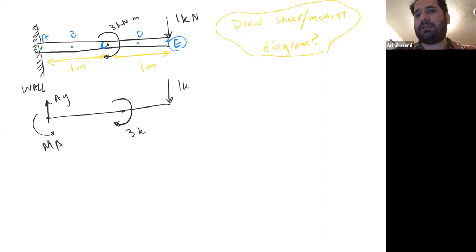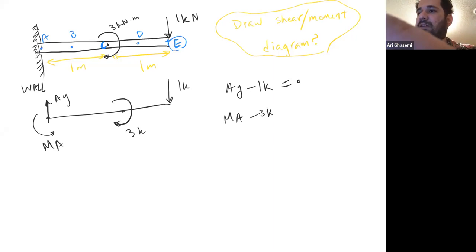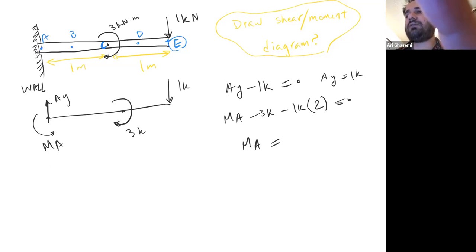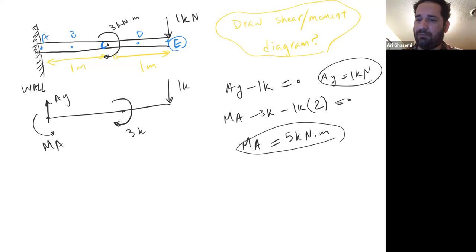Then you write the equation. Summation of force in Y: AY, negative 1K is equal to 0. Summation of moment about A: you get MA positive, negative 3K, negative 1K times 2 equal to 0. So you solve for that. AY is equal to 1K and MA is equal to 3K, negative 2K, negative 5K, take it to the right, positive 5 kilonewton meter.